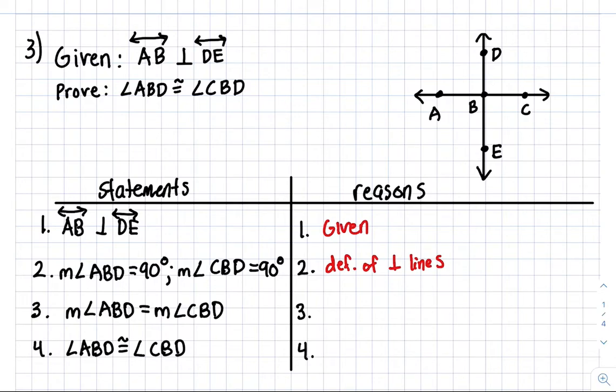Now, why can we say measure of angle ABD is equal to measure of angle CBD? Well, look at statement 2, you guys. That angle is equal to 90, and this angle is equal to 90. So, we can simply substitute this in for this 90 in order to get this statement. And this is the substitution. We're using line 2, substituting that one into that 90 to get this statement.